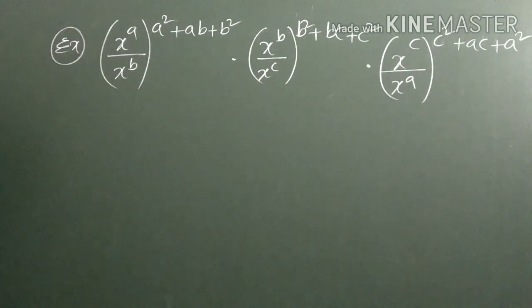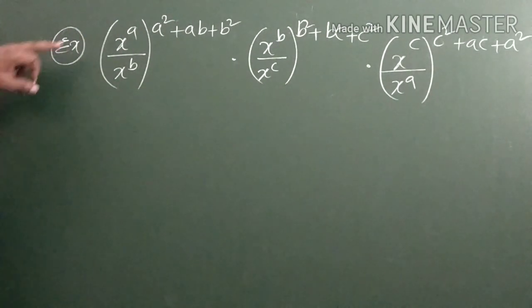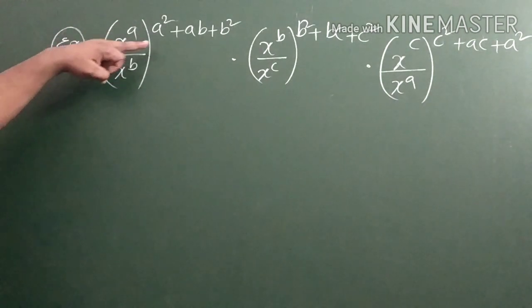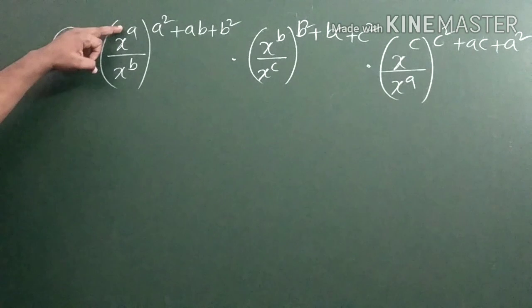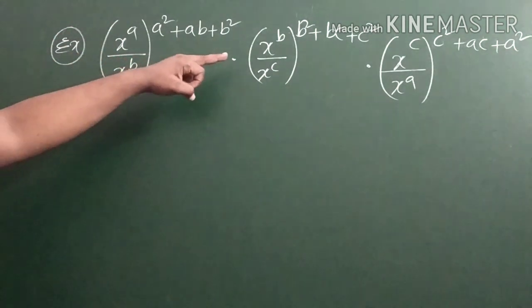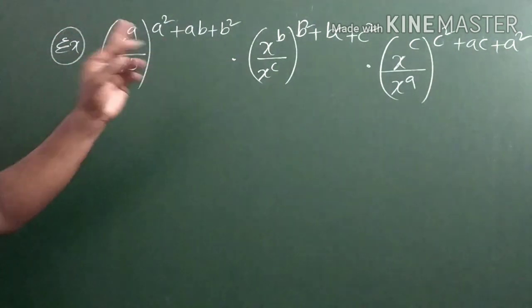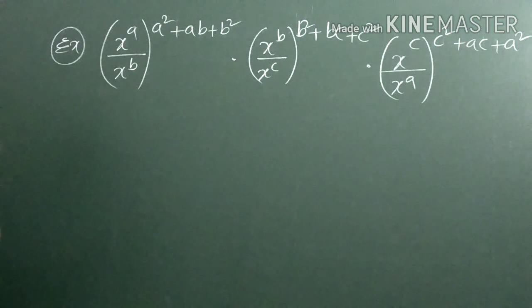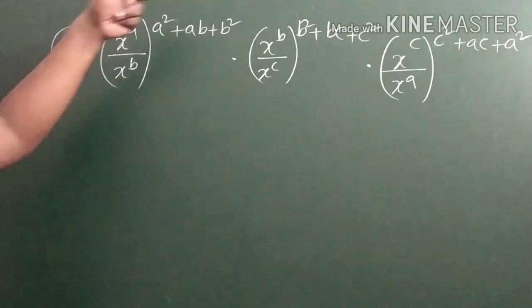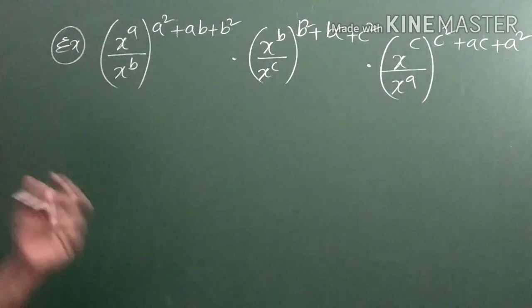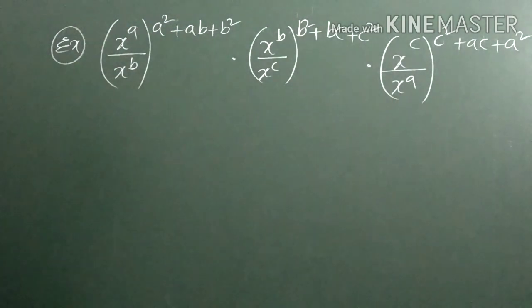Now here is one more example. x to the power of a/b whole to the power of a² + ab + b². After a/b, look there, b/c, b² + bc + c². Third one, c/a, c² + ac + a². It is following a cyclic order: ab, bc, ca. It's following a cyclic order.